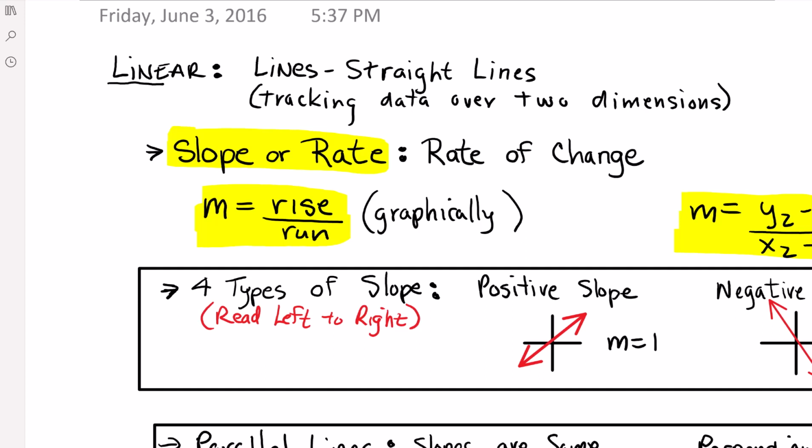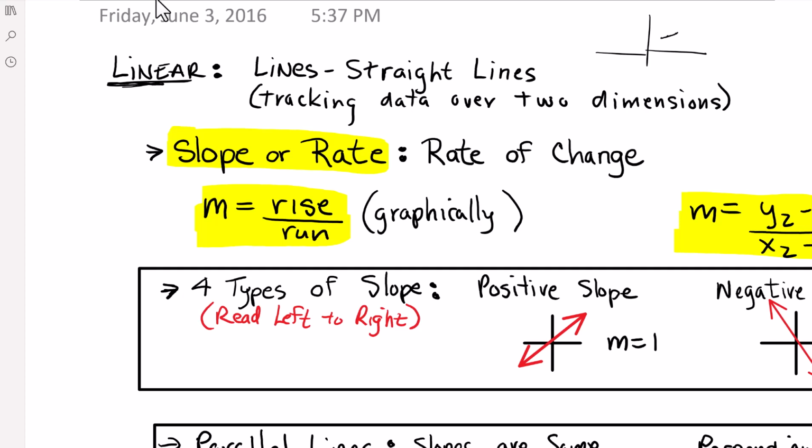Okay, I'm going to try to make this a quick review of linear equations and everything that's key. Remember, linear equations or linear functions produce lines that are straight. And you use linear equations for tracking data over 2 dimensions, right? An x and y axis, and you're tracking data. You draw lines between them.